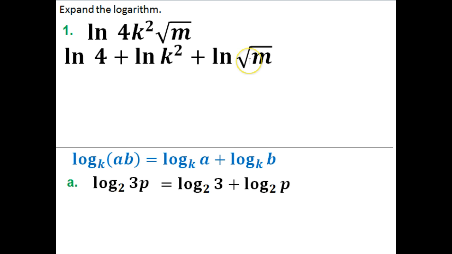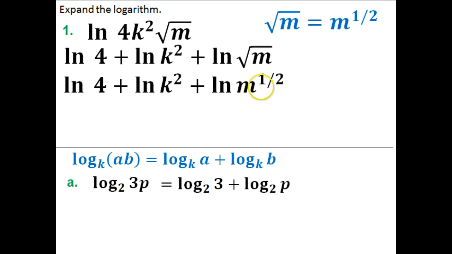Now we look over here and I've got the square root of m. We've got to understand what that is as an exponent. I can rewrite that one as an exponent. The square root of m is equal to m to the 1/2. That's our fractional exponent. If this were the cube root of m, it would be m to the 1/3. Okay, so I'm going to rewrite this one with the fractional exponent now.